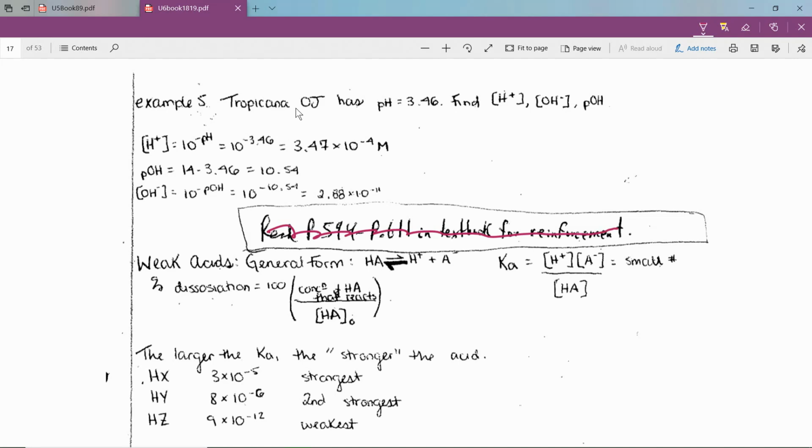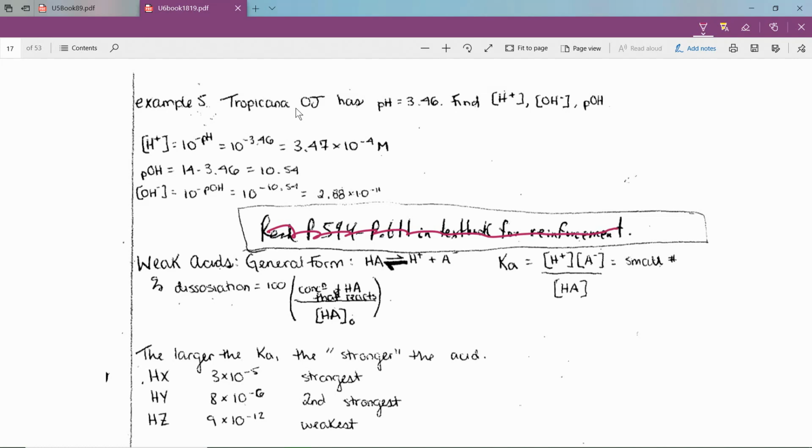Now, in fact, as you might imagine, in something natural like orange juice, you're going to have more than one acid in there, right? You're going to have citric acid. You're also going to have ascorbic acid. Ascorbic acid is also known as vitamin C. And there's some other acids floating around there.